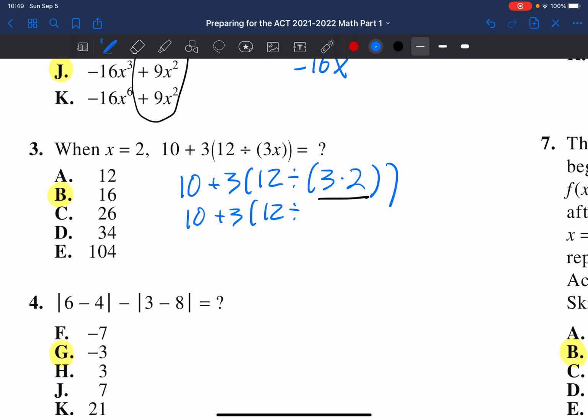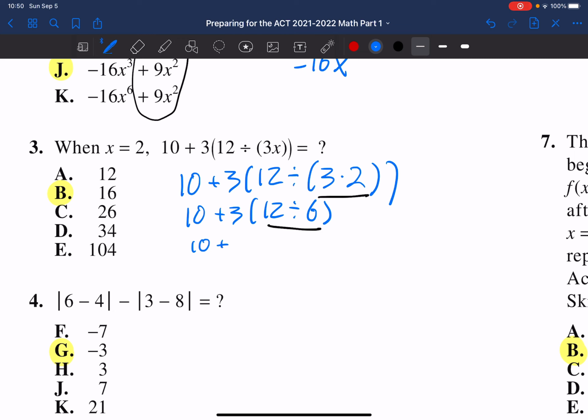Every step I'm going to rewrite everything else that doesn't change. So this is all the same, then 3 times 2 is 6. Now one set of parentheses is gone. We still have one other set of parentheses. So next we're going to do 12 divided by 6, which is 2. Technically we have a parentheses, but not much is really happening here because it's just 2. So now we have 10 plus 3 times 2. So this is happening next. 10 plus 6, and that leaves us with 16.